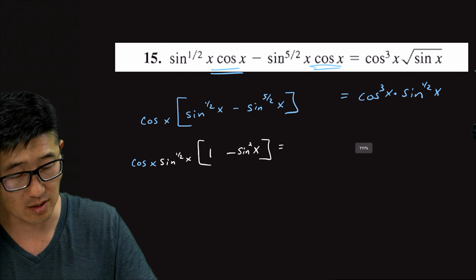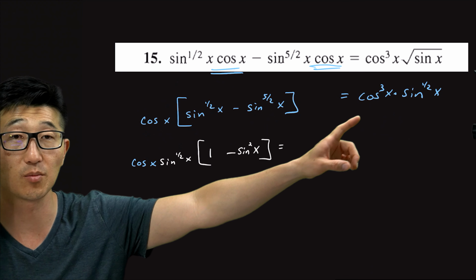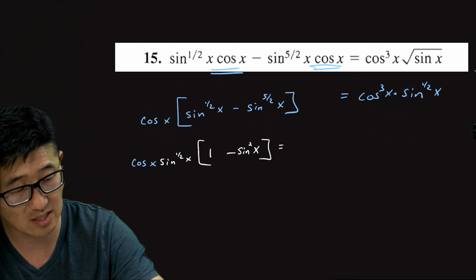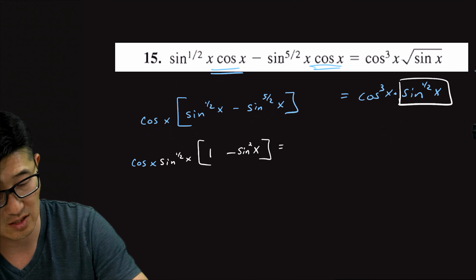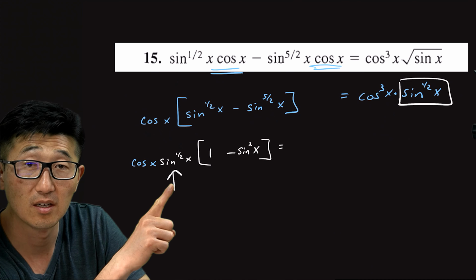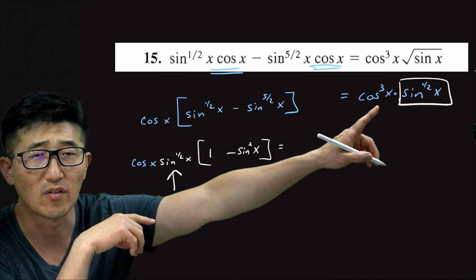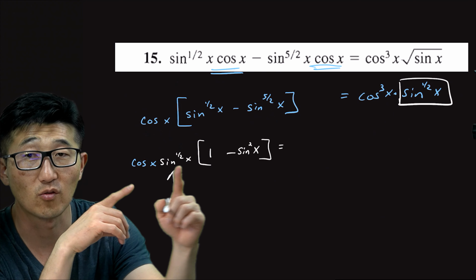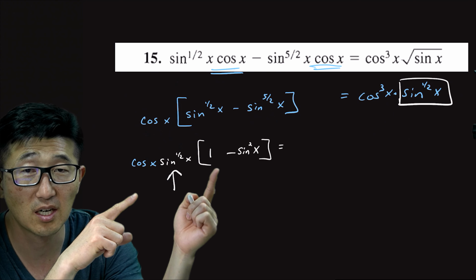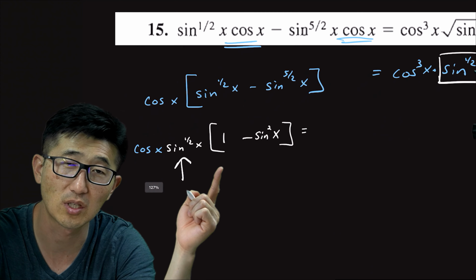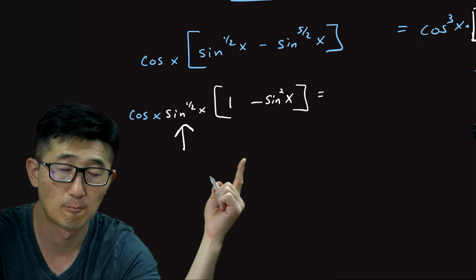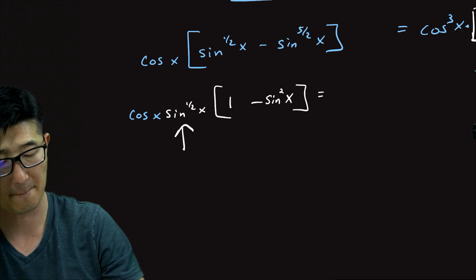Whoa! Do you see it? Look, keep your eye on the right side. Did we get something we need on the right side? Do we have a sine 1/2 x right here? Yes. Now we have cosine cubed, and we only have 1 here. So can we turn this into a cosine? Look at your identity.